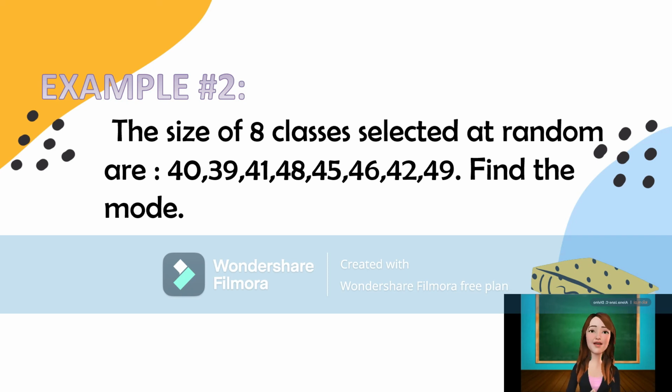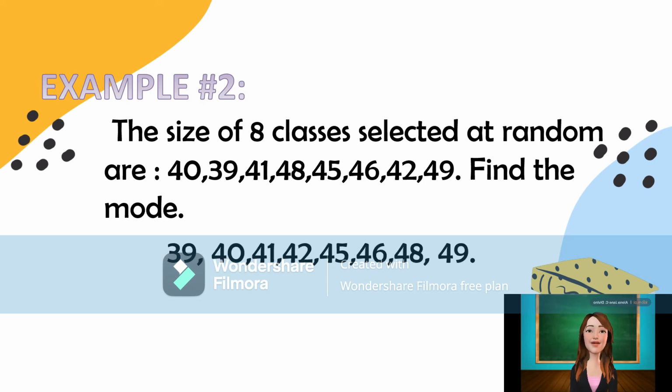Everyone, please read. The size of 8 classes selected at random are 40, 39, 41, 48, 45, 46, 42, and 49. Find the mode. Would like to answer on the board? Yes, Azarias. Okay, ano unang gagawin natin, Azarias? So, we will arrange the data in ascending order. So, we have here now. Okay, thank you. Very good, Azarias.